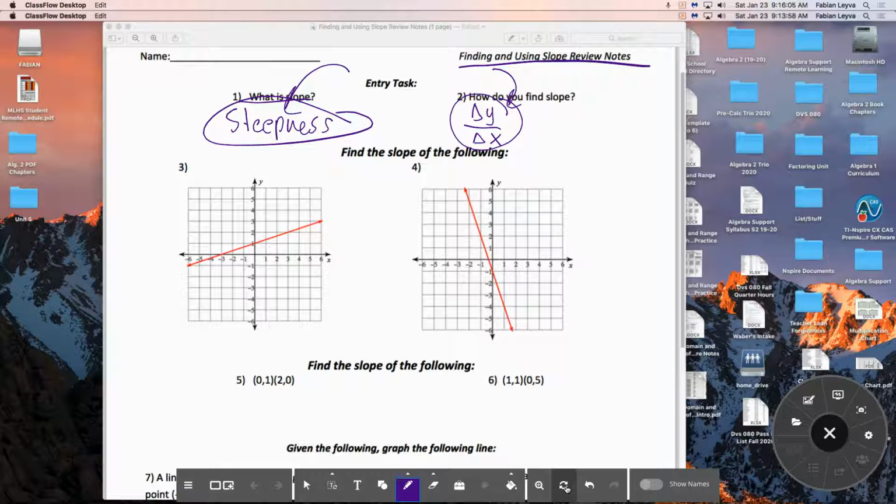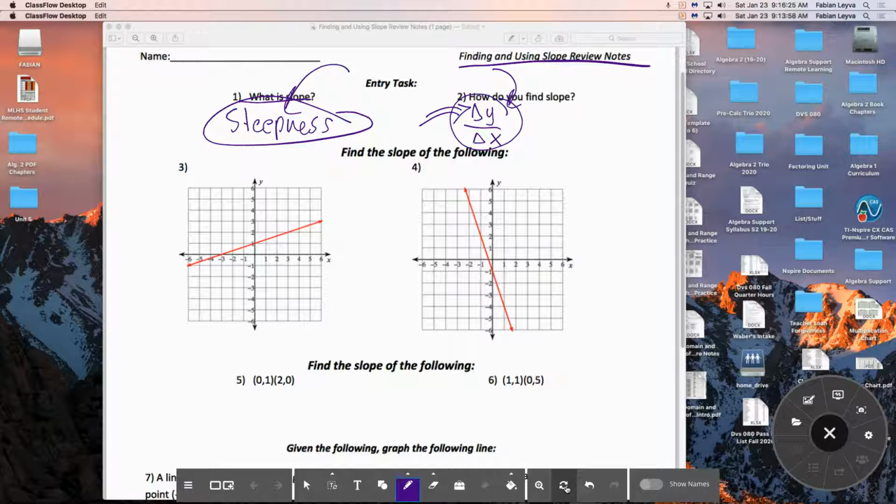Now, of course, we're going to do it differently given different situations. If we have ordered pairs, we need to know what to do, like in problems 5 and 6. If you have graphs, we need to know what to do, etc. And that's my goal for this chapter, to make sure that no matter what representation I give you, you know how to find slope, you know how to analyze slope. All right, so let's start with 3 and 4.